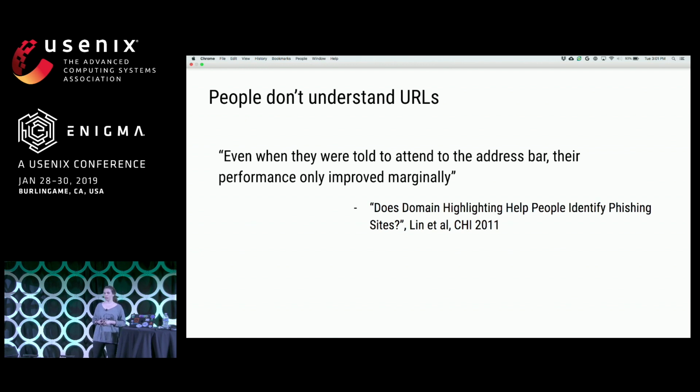And in fact, research has found that even when people are told to specifically look at the URL, it only helps them a little bit in their performance identifying phishing sites. So this suggests that what people are seeing in the URL bar really just isn't very helpful to them as a security mechanism.